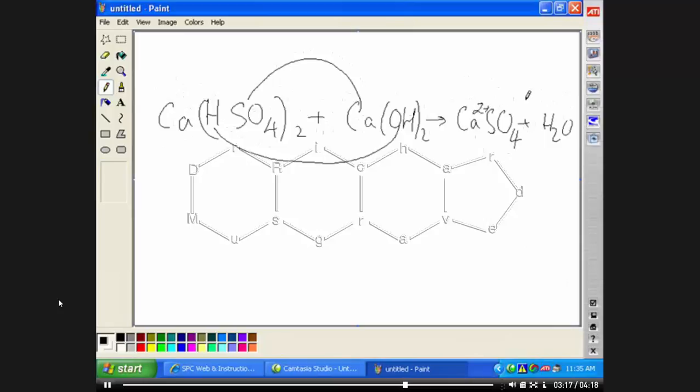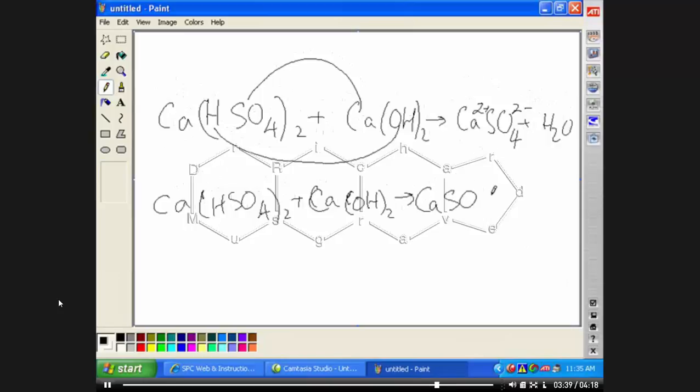Looking at the charges, we get Ca2 plus and SO4 2 minus. Remember, go back to Module 8 if you don't know what I'm doing. And if we join those two together, that'll just be CaSO4 plus H2O. Now I can balance out the entire reaction.